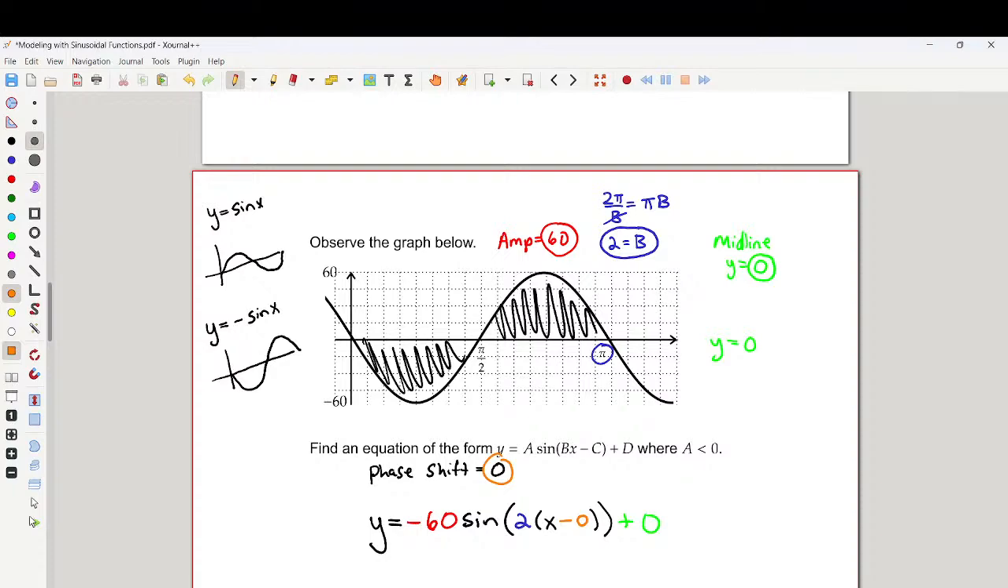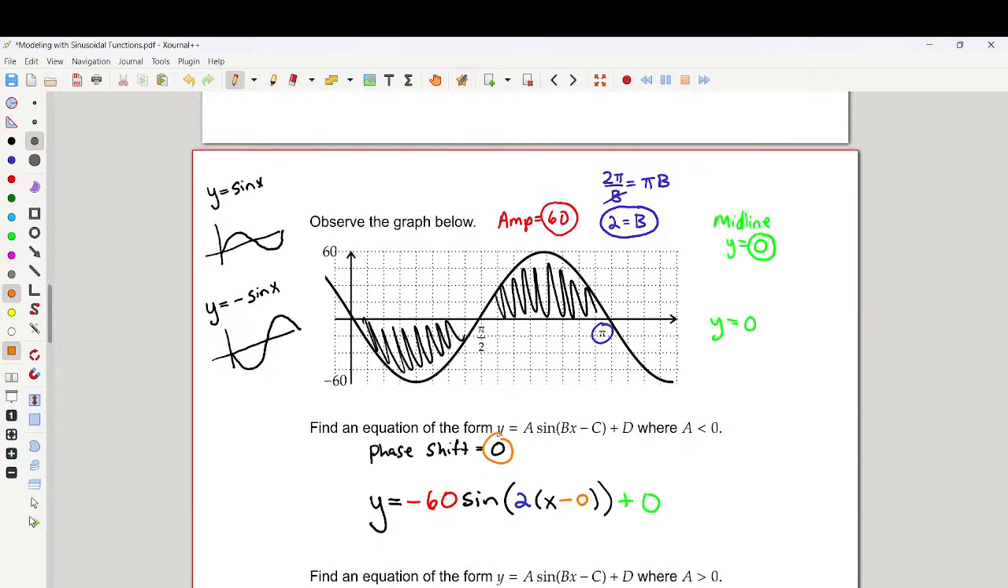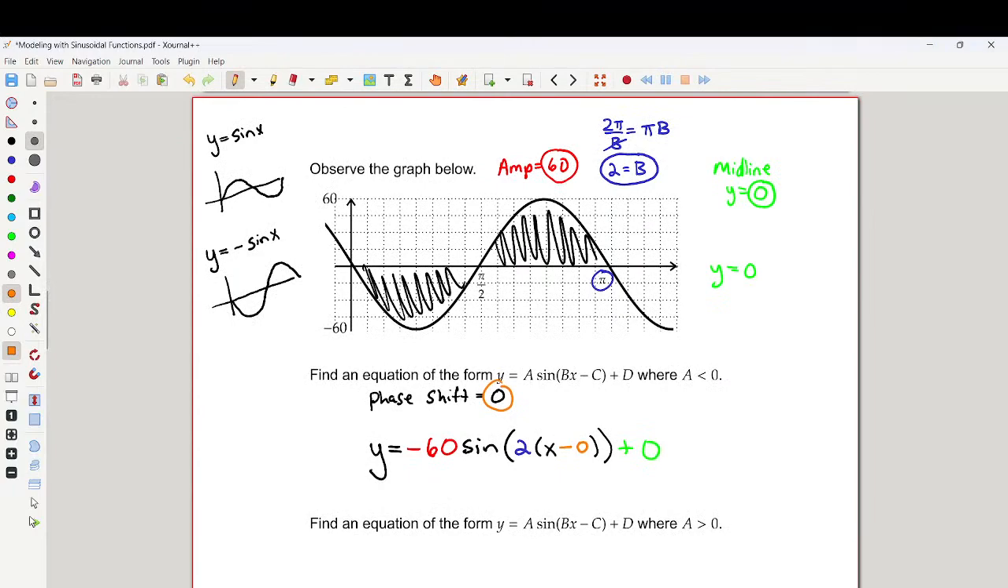Now we need to clean that up, but everything's in its spot. How do I know I got to clean it up? Because it says no grouping symbols. So my final answer looks like this. Y equals -60 sine, distribute the 2. Distribute the 2, it turns to 0. Subtracting 0 is a waste of time, so we can just close that. And adding 0 is also a waste of time. This is the simplest form final answer of that graph.